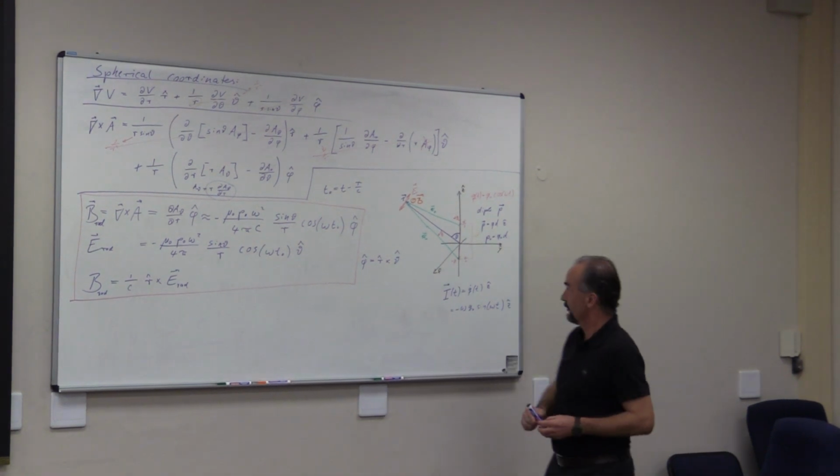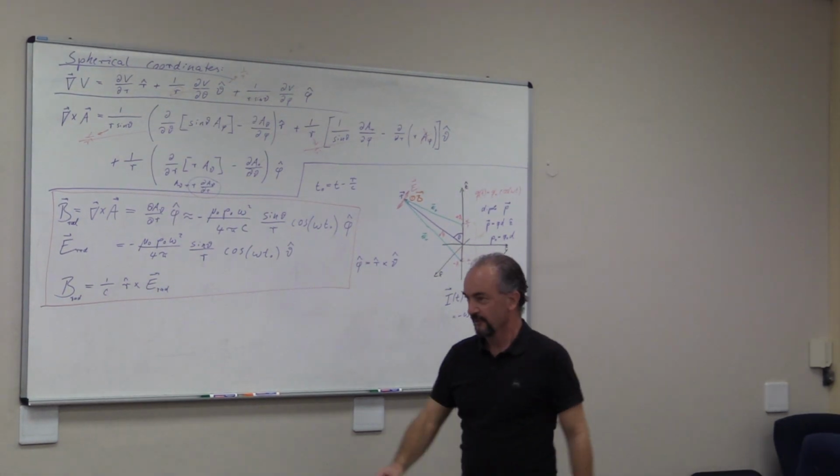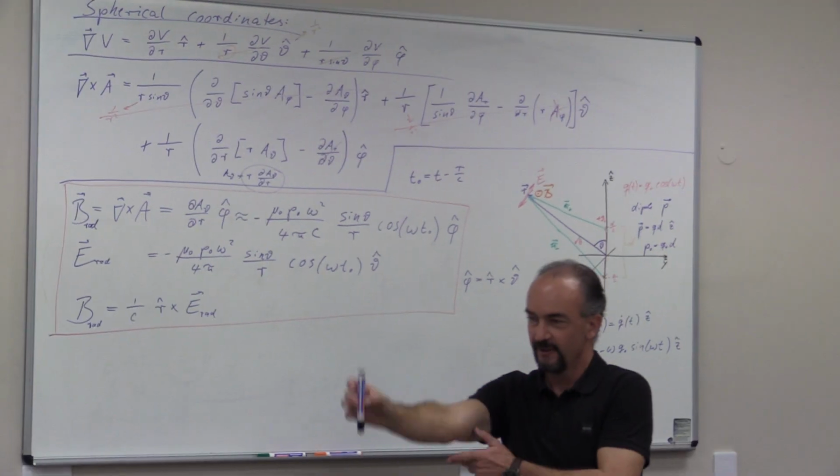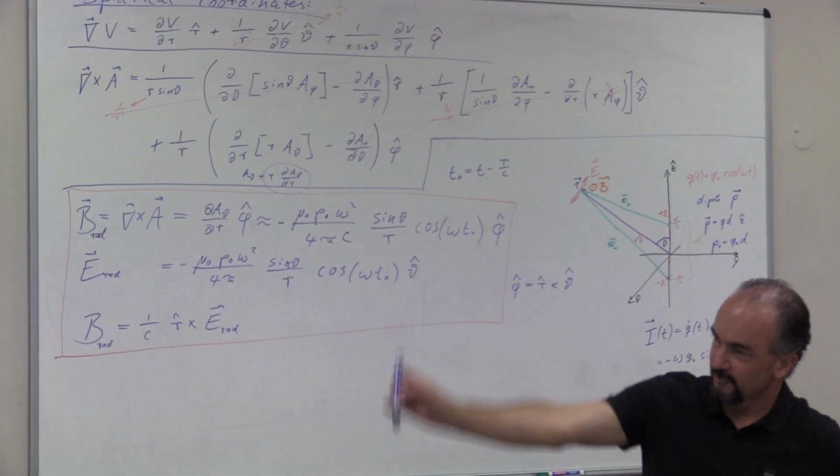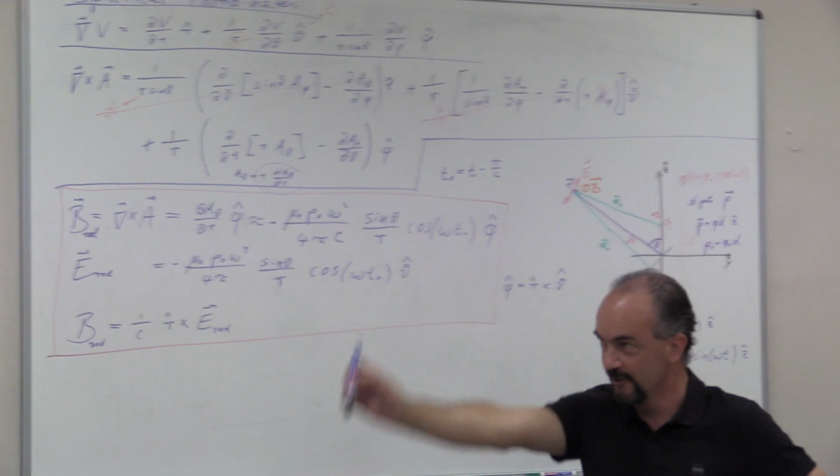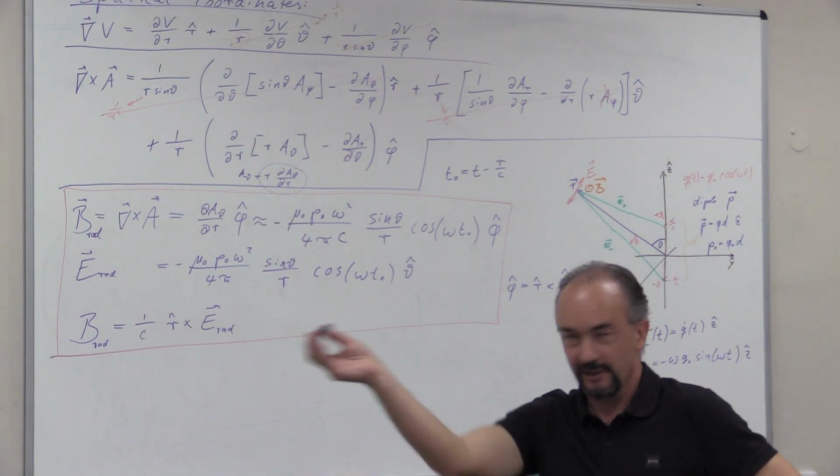Radiated dipole. Remember, see the dipole also in there. Electric fields will go in the direction of the dipole. Magnetic fields are still in the direction of the magnet.